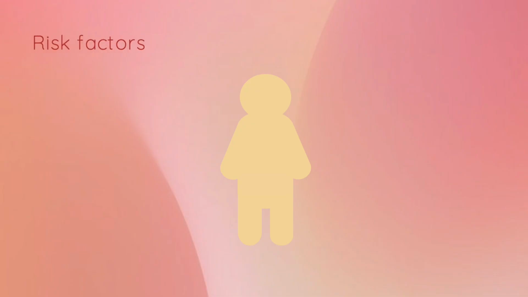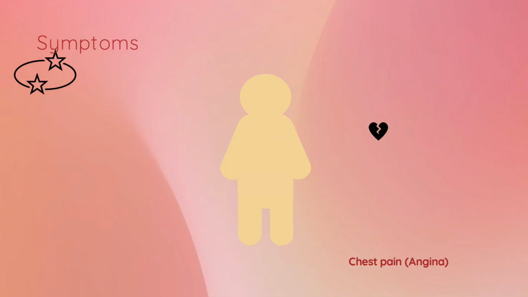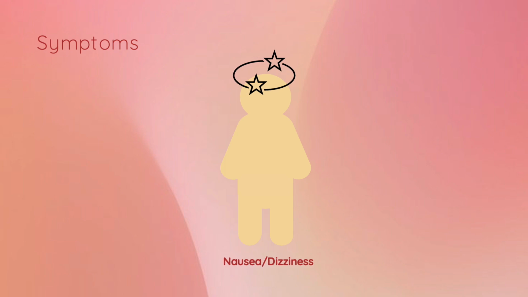Risk factors for coronary heart disease include hypertension, obesity, smoking, advanced age, gender, and genetics. And the condition can cause symptoms including chest pain or angina, nausea and dizziness, and shortness of breath.